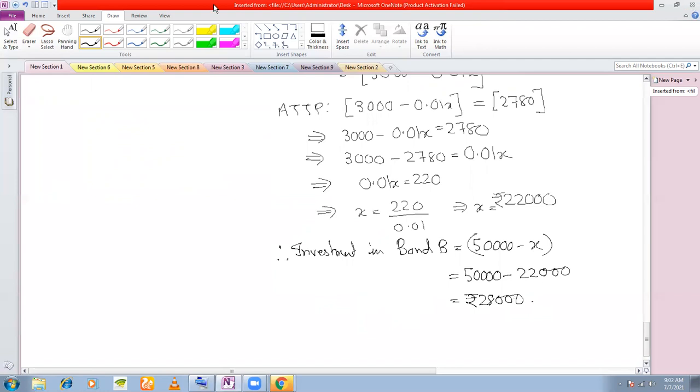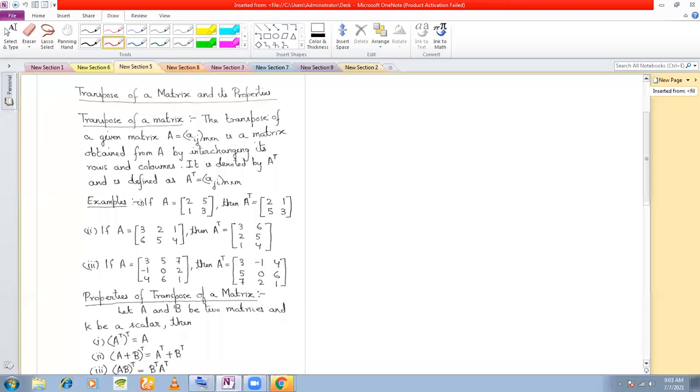These are just two elementary applications of matrices. The transpose of a matrix is another matrix. The transpose of a matrix A is another matrix that is obtained from matrix A by interchanging the rows and columns. It is denoted by A transpose. Okay, for example, here I have given. Suppose A is equal to 2 5 1 3. This is the given matrix.